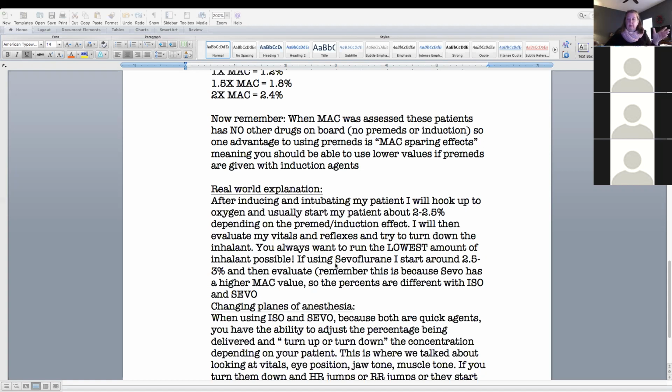Now, I put a note about sevo, because if you were doing a dental, I would probably start sevo at 2.5 to 3% because it's a higher MAC. And then you're going to do the same thing. You're going to reevaluate or look at your readings and then see if you can turn them down.